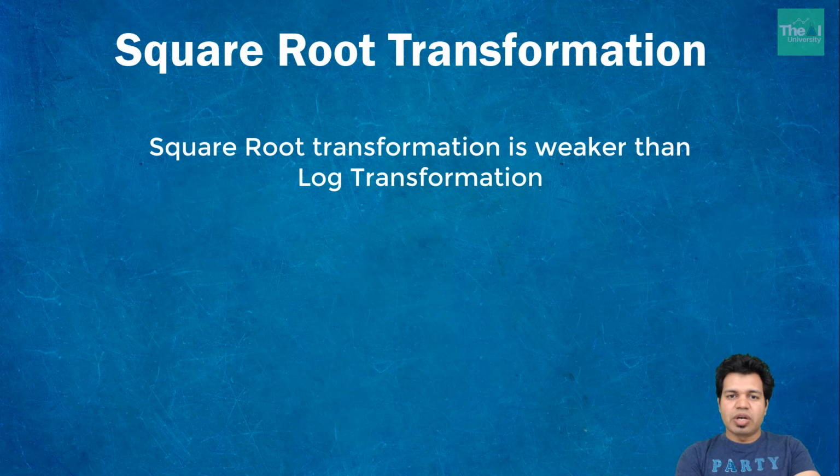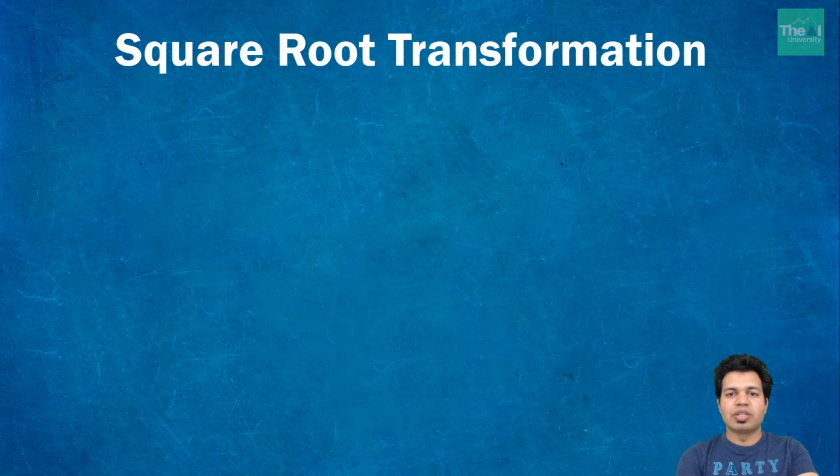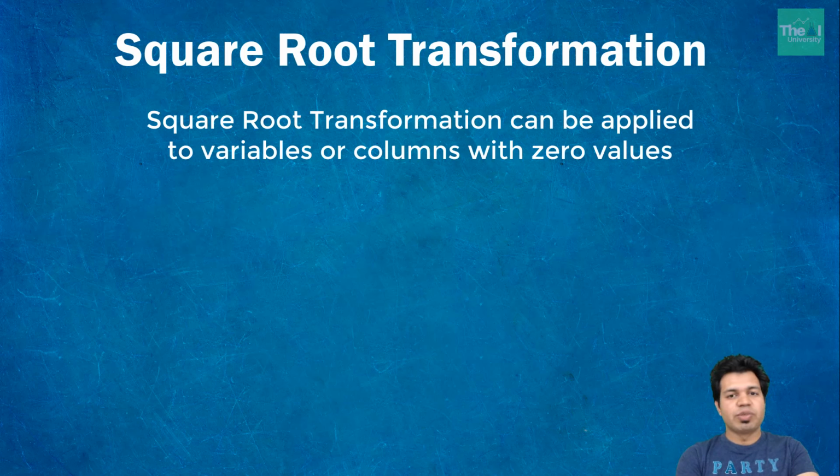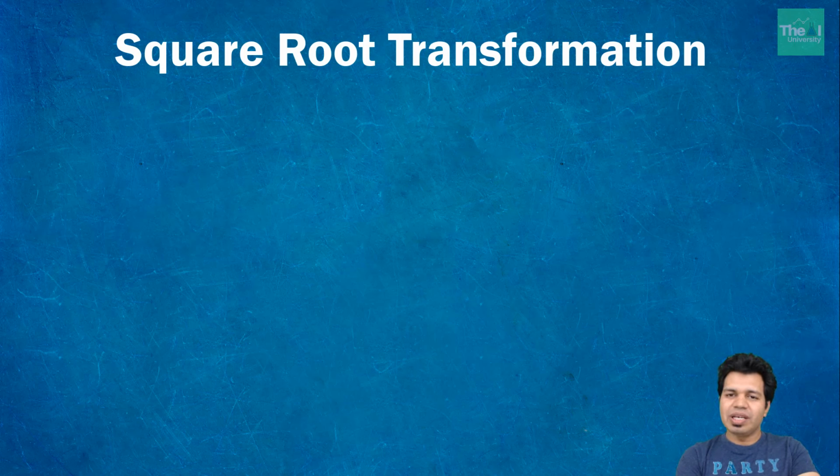The square root transformation is weaker than the logarithmic and cube root transformation. It is also used for reducing a right skewness, and also has the advantage that it can be applied to zero values. Log transformation cannot be applied to zero values, but square root can be applied to zero values. So it is commonly applied to counted data, especially if the values are mostly rather small.